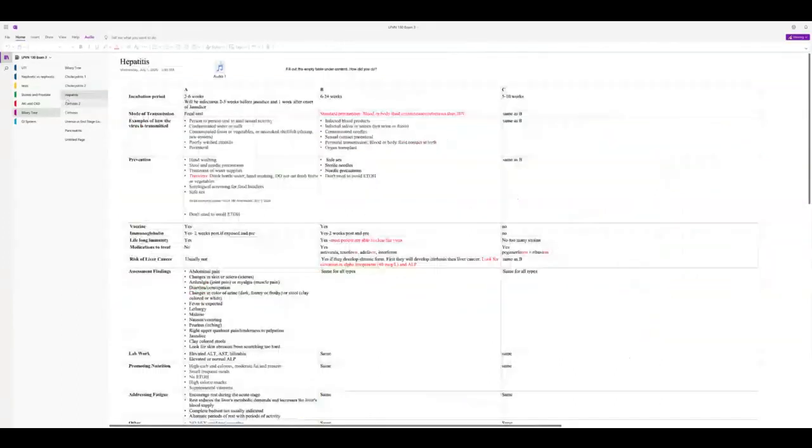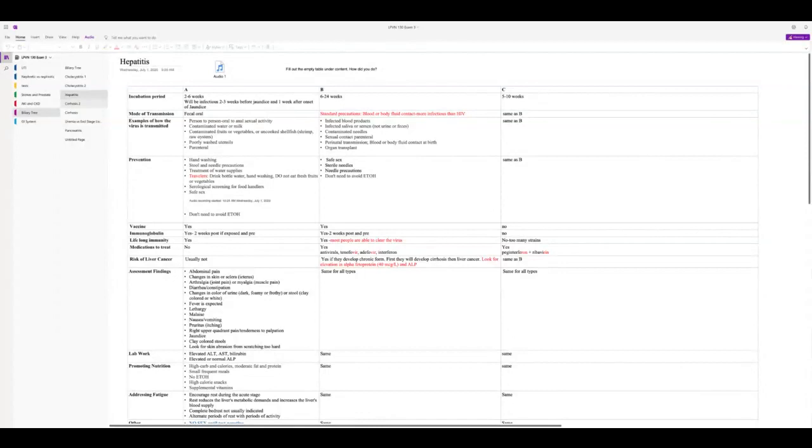Okay, with hepatitis, we're only going to talk about A, B, and C. There are a lot of different types, but these are the most common in the United States. You need to know how it's transmitted, what kind of precautions you're going to need, and how to prevent it.